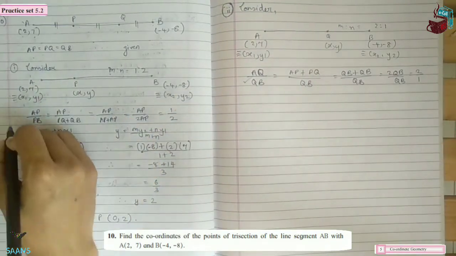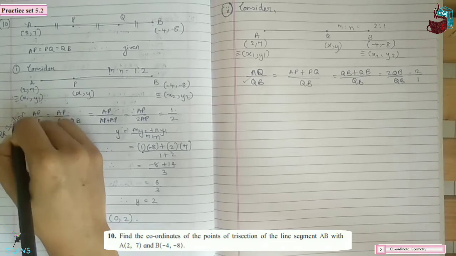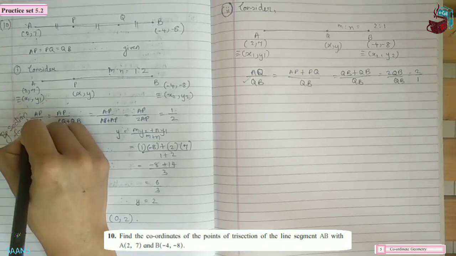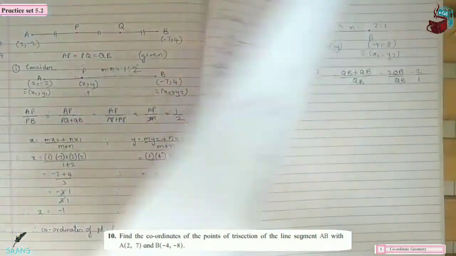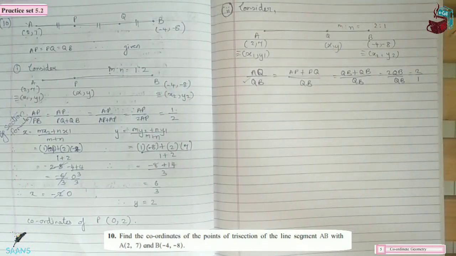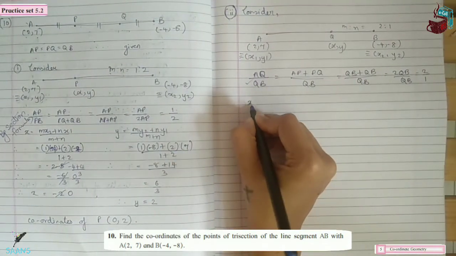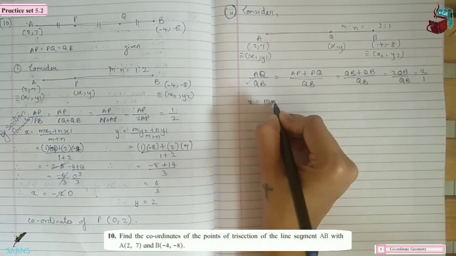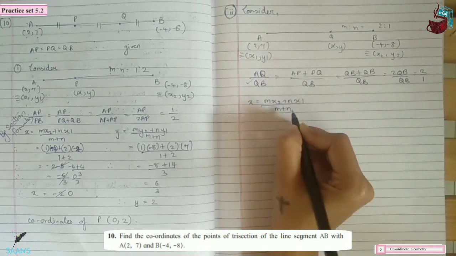Okay, sorry, you have to write by section formula. See here also please mention section formula. Here also I forgot it, but please do not forget. Don't make silly mistakes like me. Okay, so x is equal to mx2 plus nx1 upon m plus n.